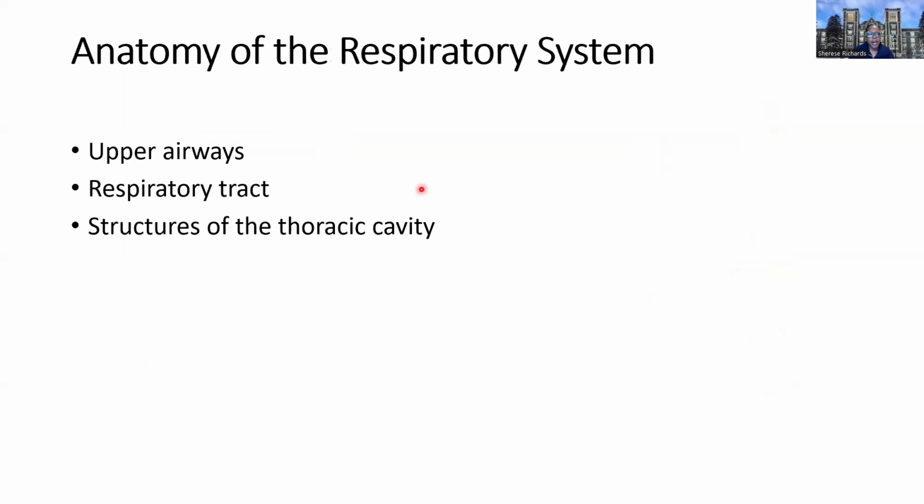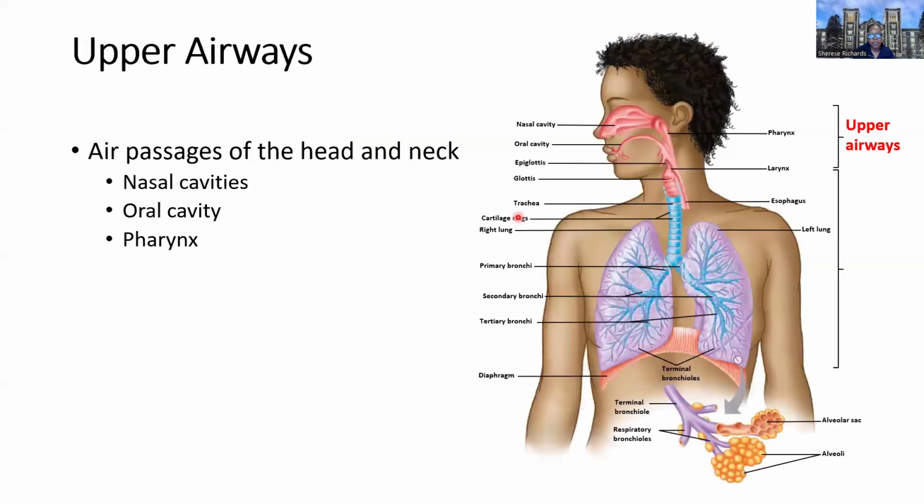Okay. Now we can divide the structures of the respiratory system into the upper airway, the respiratory tract, and then there are some accessory thoracic cavity structures like the diaphragm, the ribs, the costal cartilage, right? Those accessory structures help with the movement of air by changing the shape of the thoracic cavity. So we can look at each of these parts separately.